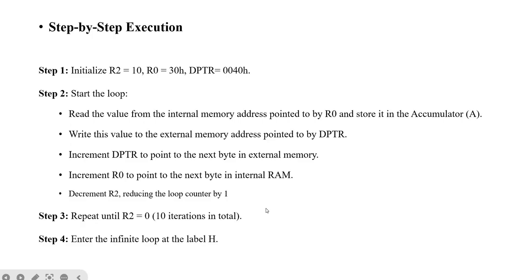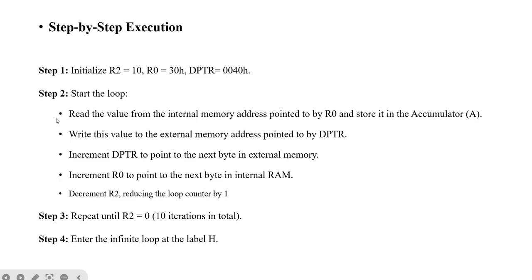This is the step-by-step execution of the program. First, we are initializing, that is we are setting R2 to 10. This will serve as a loop counter for 10 iterations. Then we have R0 equal to 30h, the starting address of the data in the internal RAM. Then we have DPTR, which is 0040h, the starting address of the external memory.